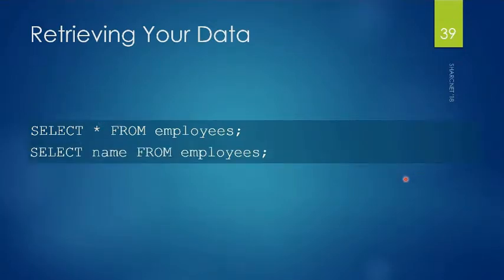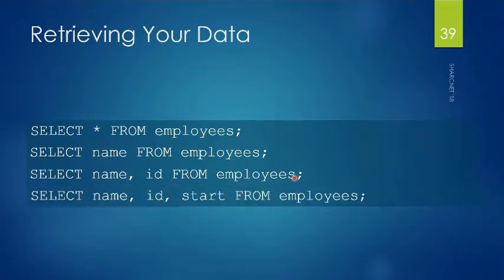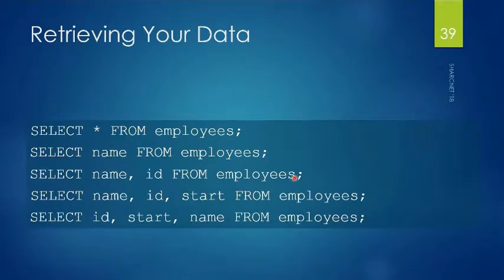However, we don't necessarily want everything. Oftentimes we want to know just the names from the table that we've input. So select name from employees, or name and ID from employees, or maybe we want them all again. This is the same as saying select star, name, ID, and start. We can also select that in a different order. And this happens if you're outputting your table to a data file, or you need to send it to a different program. You can change the order of your column names.